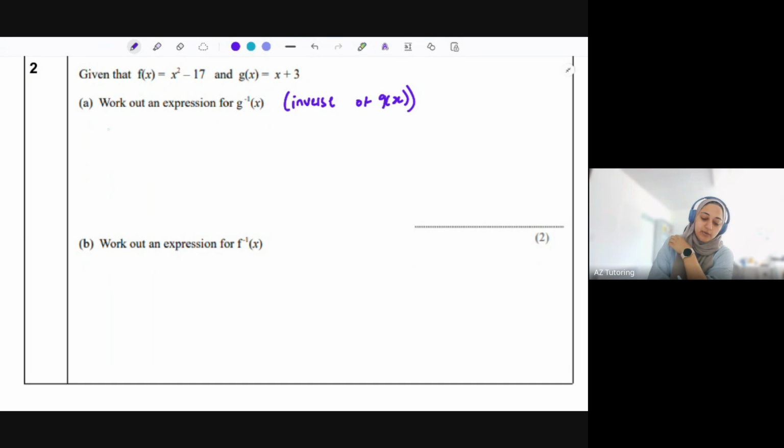Now, the way you work that out, here's g of x here. I'm going to change that g of x to a y. So y equals x plus 3. So that's the first step. I've just replaced that g of x with a y. It's just easier to work with, that's why. The next step is I'm going to make x the subject of the formula. So I'm going to minus 3 to the other side.